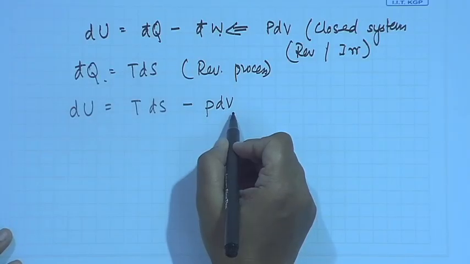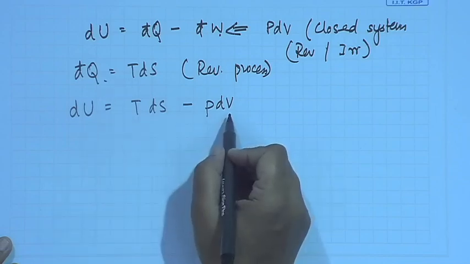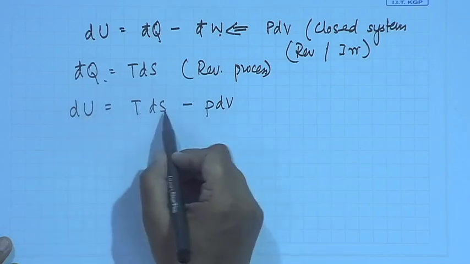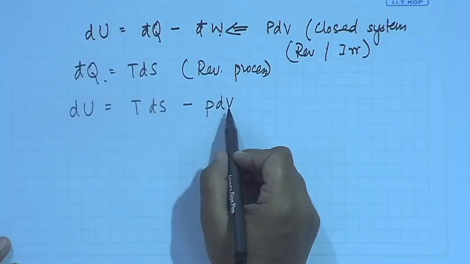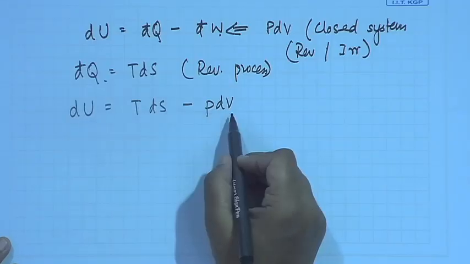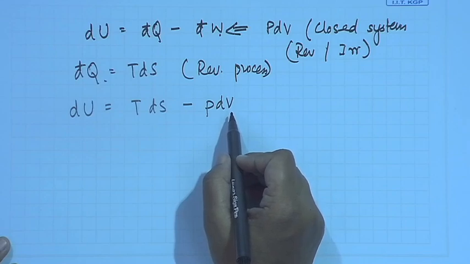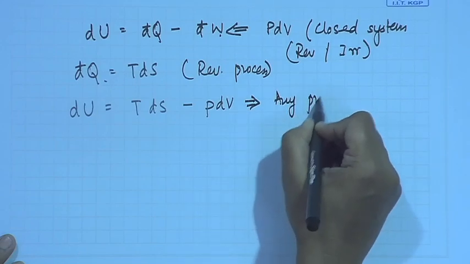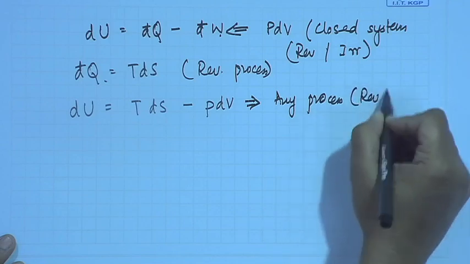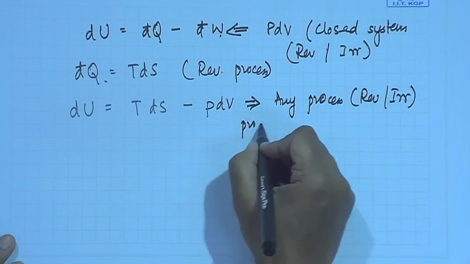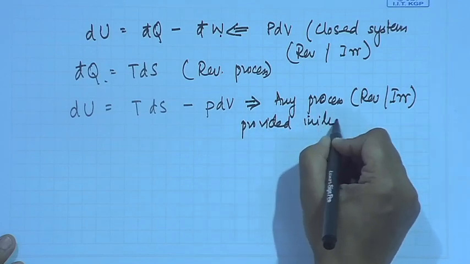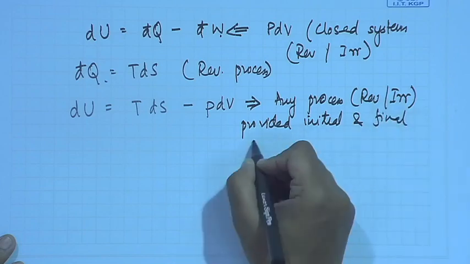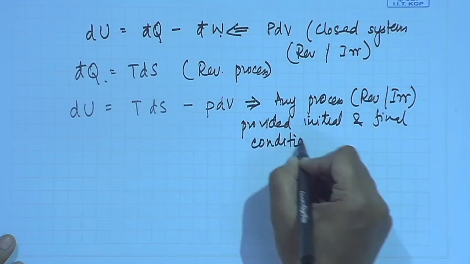Now, if you observe this particular equation, what do we find? We find that this equation gives us a relationship between internal energy, temperature, entropy, pressure, volume. All of these are properties of the system. So, if all of these are properties of this system, then all of them should depend upon the initial and final states. They should have nothing to do with the path which we follow. So, therefore, finally, from these two equations, we come across an equation which should be applicable for any process, reversible or irreversible, provided initial and final states or conditions are same.